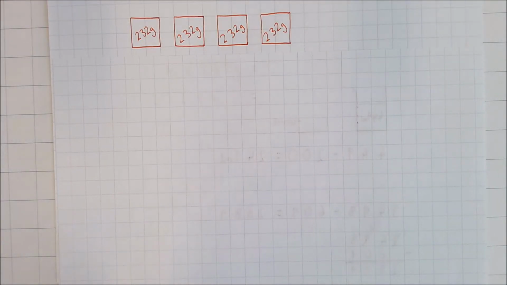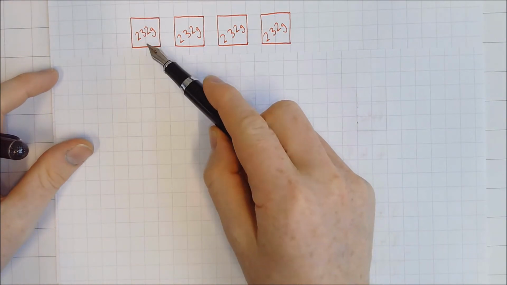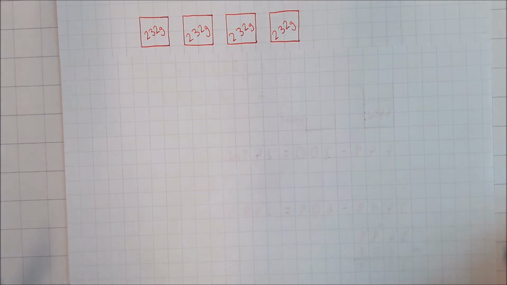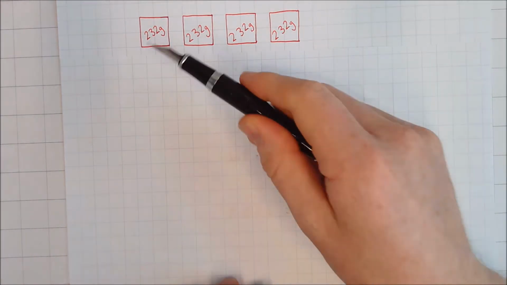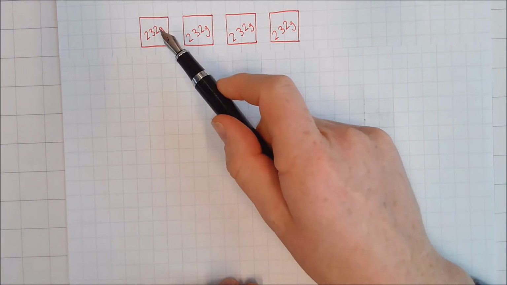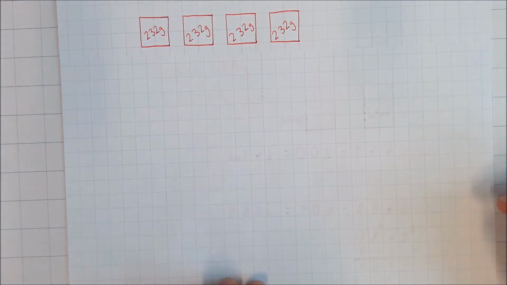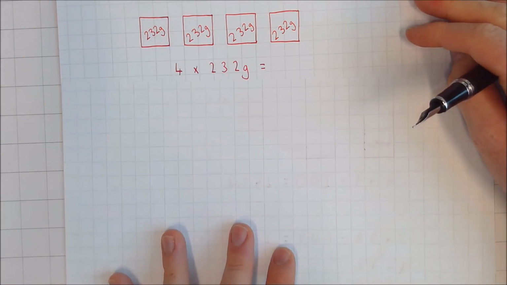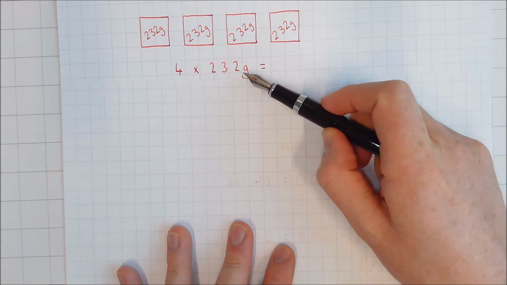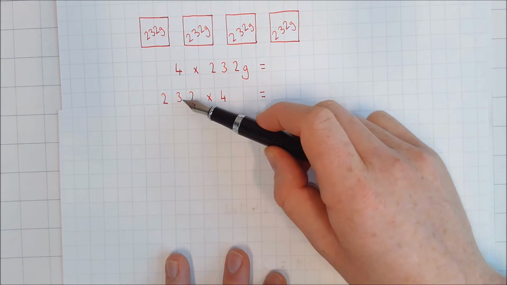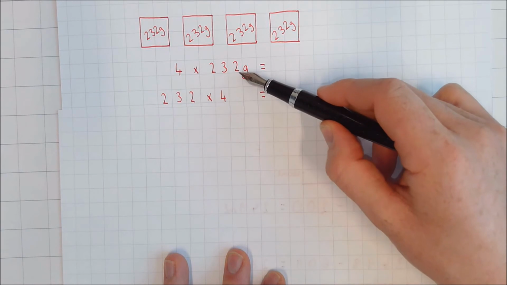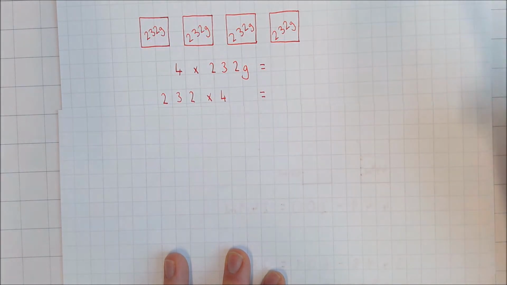Here we have a context with larger numbers. We have 4 equally sized chocolate bars. Each one weighs 232 grams. To represent this, we could say that we have 4 lots of 232 grams. Or we could also say that we have 232 grams 4 times. 4 and 232, or 232 and 4, are our factors.